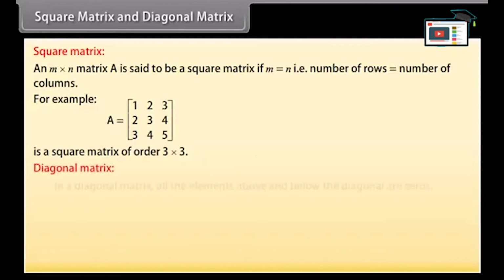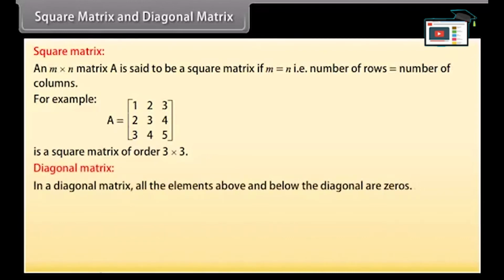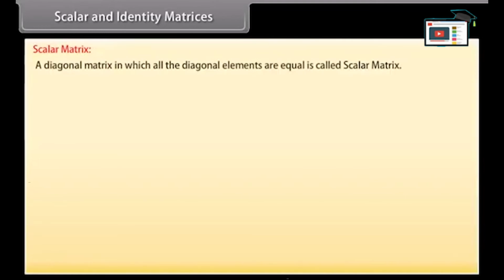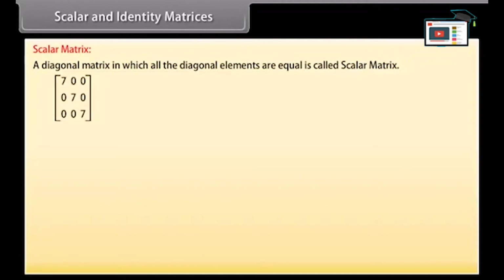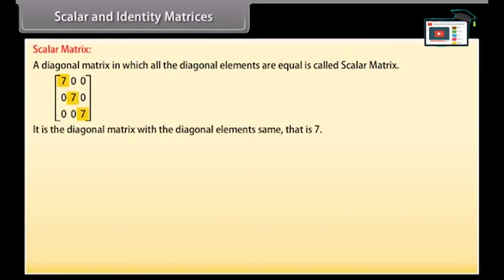Diagonal matrix. In a diagonal matrix, all the elements above and below the diagonal are zeros. For example, B is a diagonal matrix. Scalar and identity matrix. Scalar matrix. A diagonal matrix in which all the diagonal elements are equal is called a scalar matrix. Look at this matrix. It is a diagonal matrix with the diagonal elements the same, that is 7. Therefore, it is a scalar matrix.